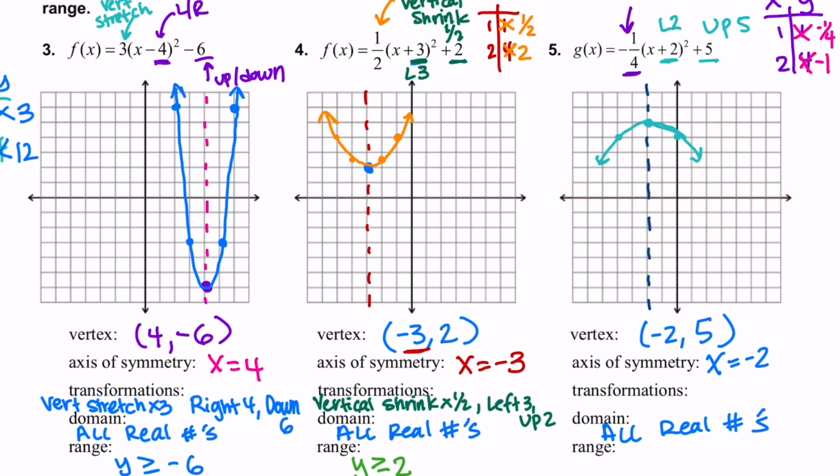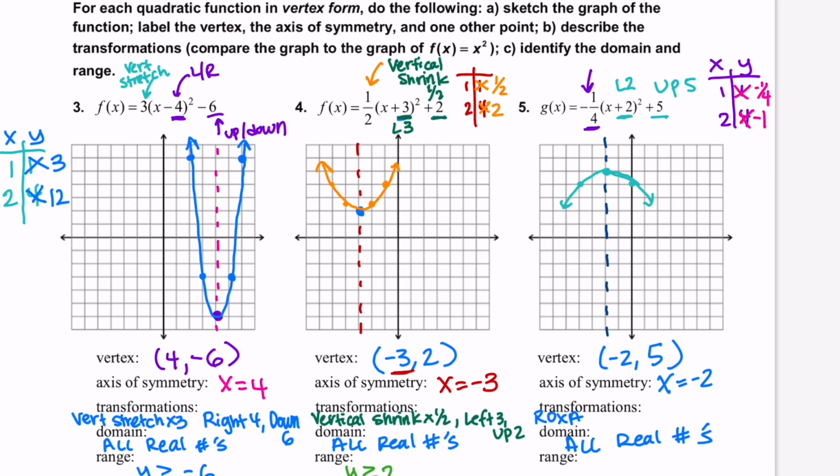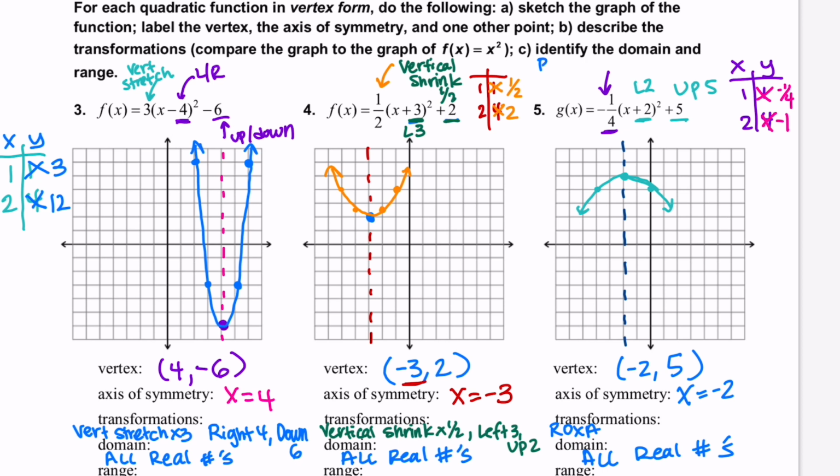So we can abbreviate this as ROXA. But what ROXA means, it's a reflection over the x-axis. But we can abbreviate it as ROXA. This +2 right here, that made it go left 2, and the +5 made it go up 5.